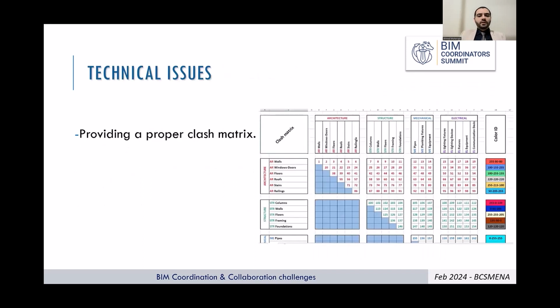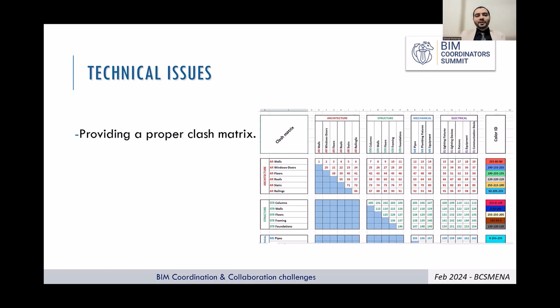For the technical issues, providing a proper clash matrix is a very good solution, but we have a lot of models and a lot of elements. Sometimes start with a very simple clash detection, like clashing file versus file, clashing concrete versus steel, concrete versus architecture, concrete versus mechanical. This is very simple, but it gives you an insight about what's happening.